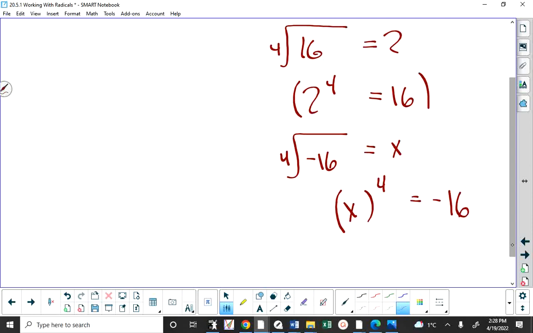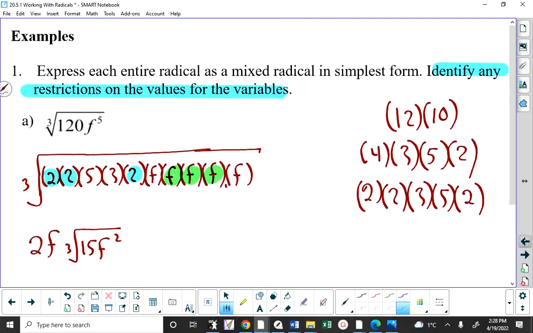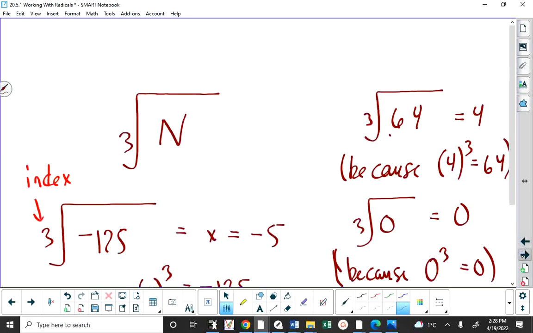Ultimately, what that means, everybody, in this question is there's no restrictions on f. F can be any number you want because we're taking a cube root. Are you with me on that? Okay, let's try another one.